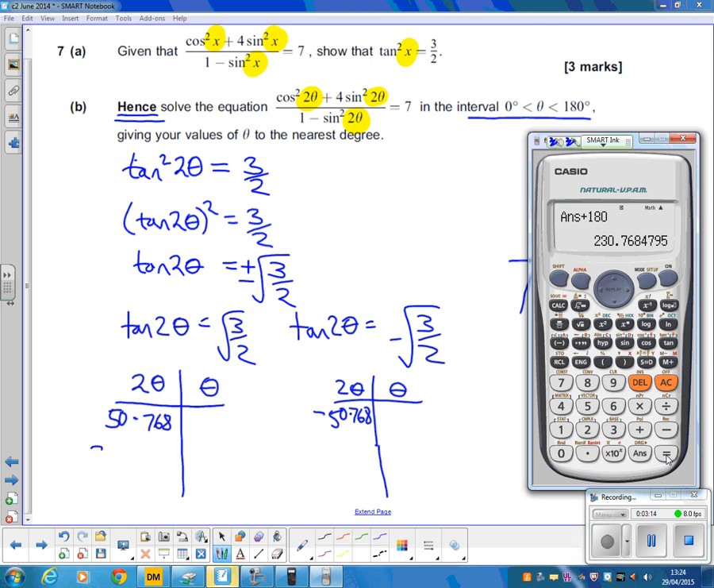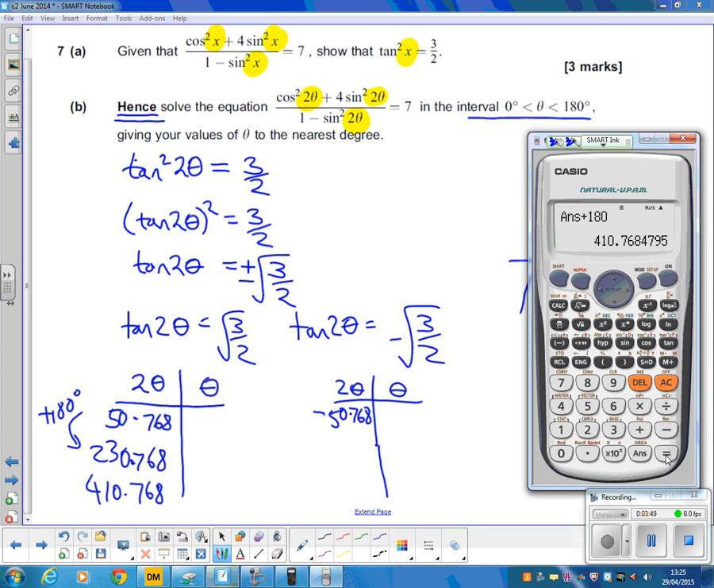It's going to give me 230.768. You could, if you want to check, we could just add on, there we go. If you add on another 180 degrees, you're going to get 410.768. Just add 180. Now, I haven't quite finished the question. You're going to see why I've stopped there in a second.